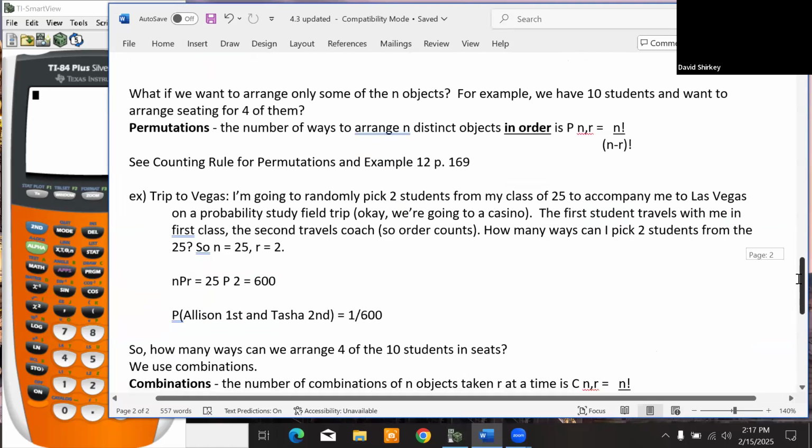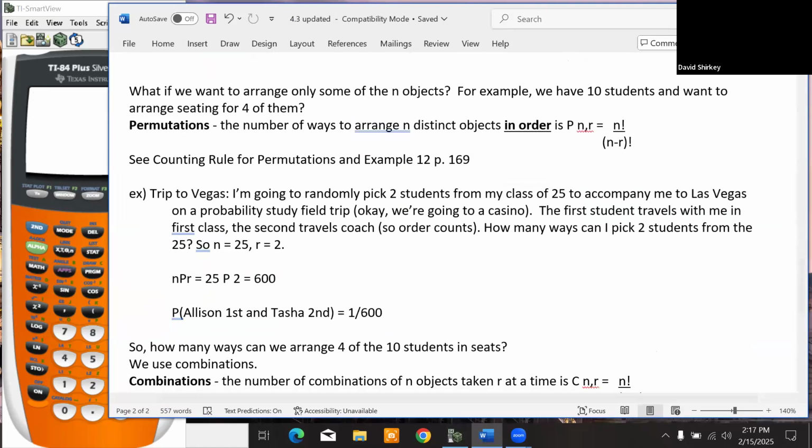What if we want to arrange only some of the n objects, not all of them? For example, we have 10 students and want to arrange seating for 4 of them. So it's no longer 10 factorial, right? These are called permutations.